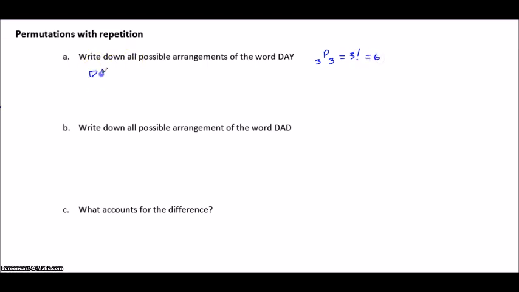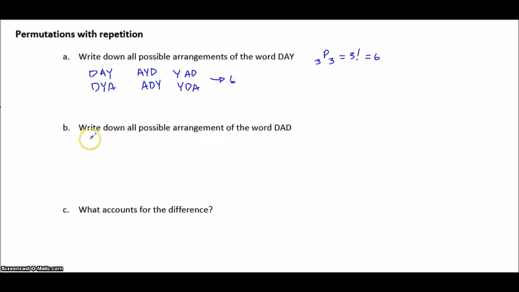We have D, A, Y; D, Y, A; Y, D, A; A, D, Y; and then Y, A, D; and A, Y, D. So there's our 6.